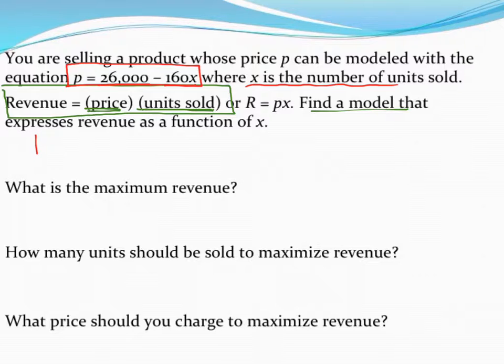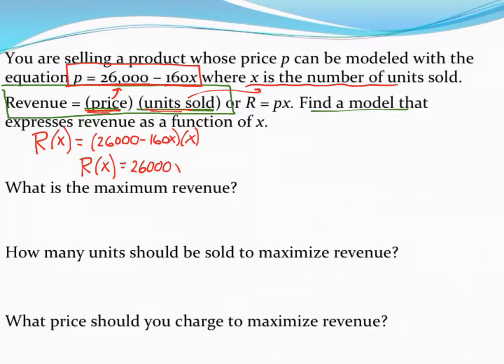So to express the revenue function, I'm going to start with R of X, the revenue as a function of X, and say that's equal to the price. Well, remember, the price is expressed this way. So I'm going to use a price of 26,000 minus 160x, and then I need to multiply that by the number of units sold. Well, remember, we just said X is the number of units sold, so I just multiply this by X. It's a weird way to set up the problem, but it's pretty easy once you see what to do, which means that if I distribute, my revenue function is going to be 26,000x minus 160x squared.